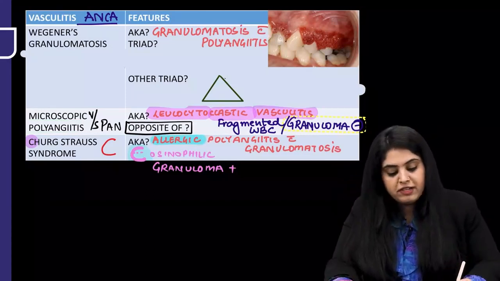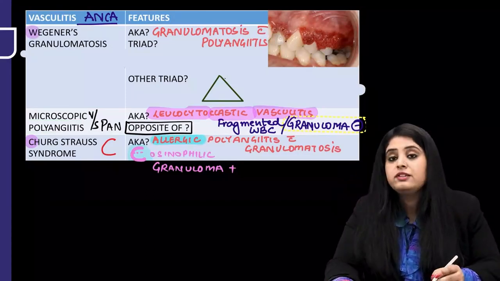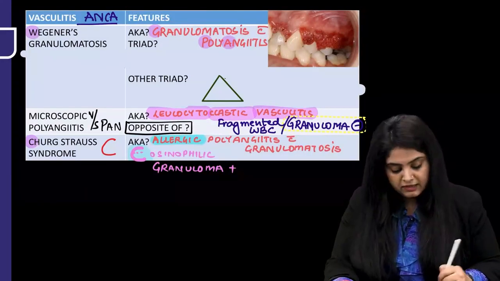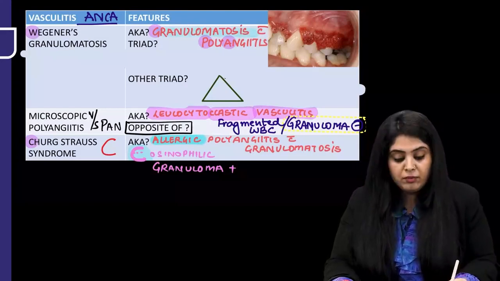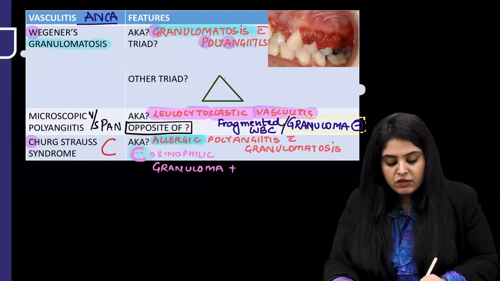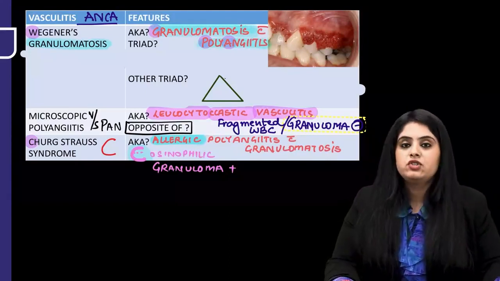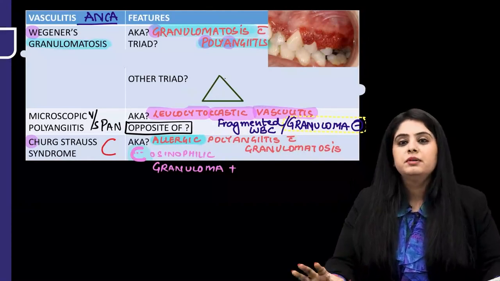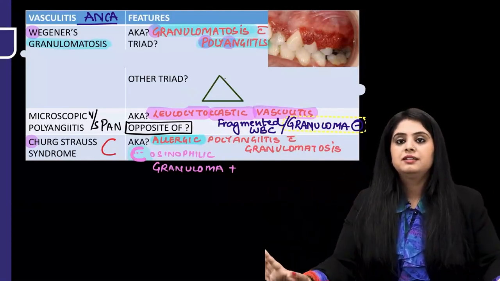Coming to the last one, Wegener's granulomatosis, which is now known as GPA, granulomatosis with polyangiitis. See, they kept the word granulomatosis and removed Wegener's. Instead of Wegener's, they said let's call it polyangiitis. I have learnt it in a simple way: one triad, second triad, done.